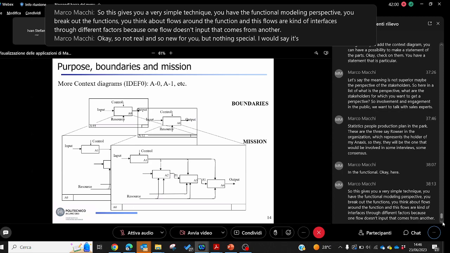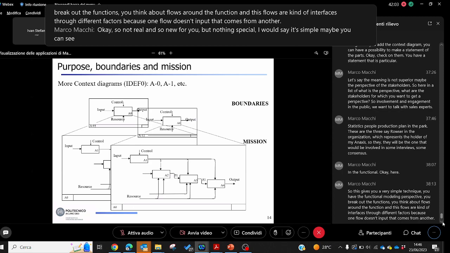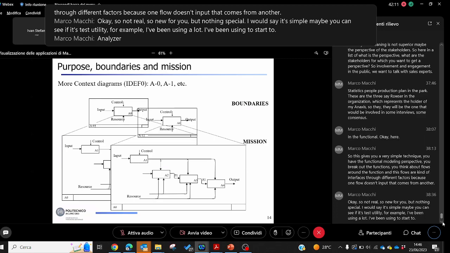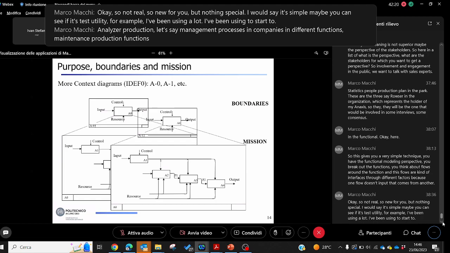So, not new for you, but nothing special, I would say. It's simple. Maybe you can see if there's utility for some reasons. I've been using it a lot. I've been using it to start to analyze production, let's say, management processes in companies in different functions. Maintenance, production functions, typically, it's my domain of work.